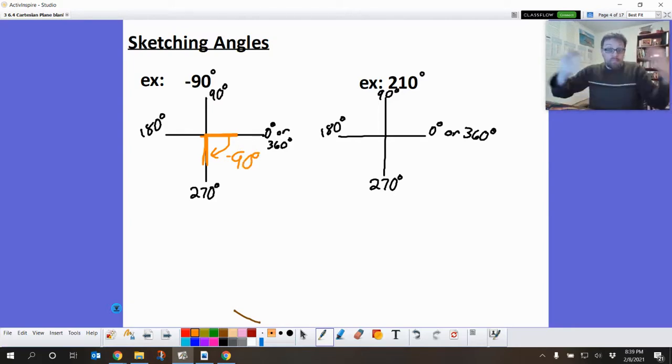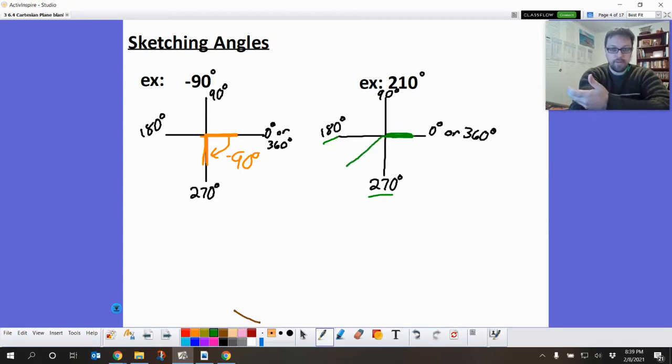If we wanted something bigger than a triangle could ever handle, like 210 degrees, we'd start at the positive part of our x-axis. We want 210, so that's going to be bigger than 180, but it's going to be smaller than 270. As accurate as I want you to be with this is about that. It just needs to be in quadrant 3. You don't have to be any fancier than that. But that's going to be 210 degrees.